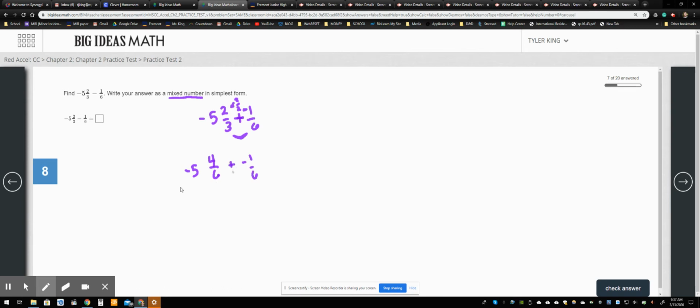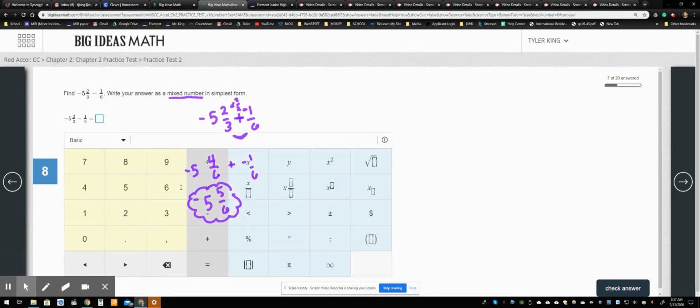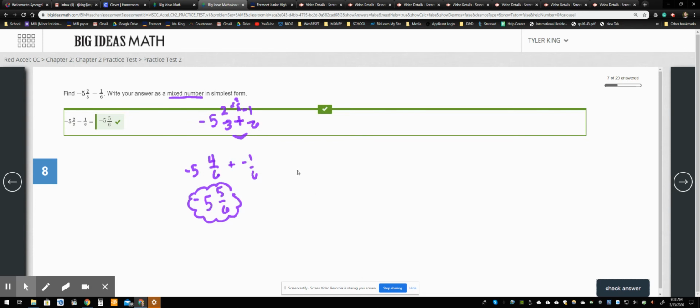So the way that this works out is this is actually going to become negative 5 and 5/6, because we have to take this 4 and add the 1. Because they're both negative, it is going to get larger. So we should see an answer of this. I'm going to work this out the way I normally would like to, just because for me it seems a little bit easier to understand. So let's just double check to make sure I got this right. And there we go.